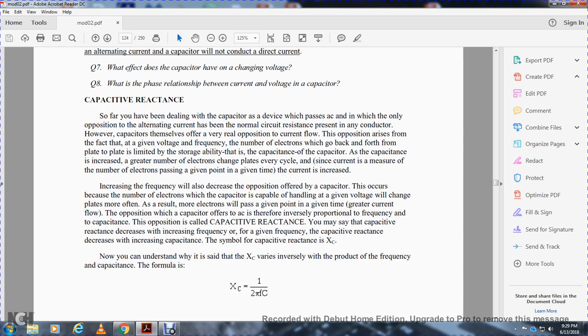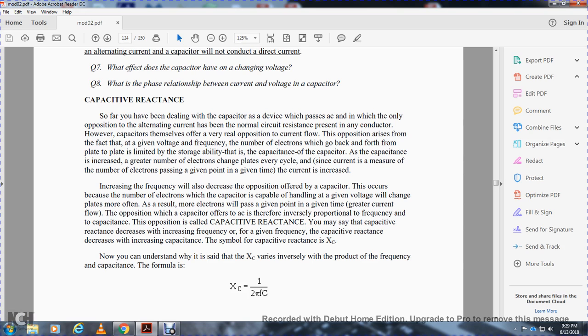capacitive reactance. Capacitive reactance decreases with an increase of frequency, and decreases with an increase of capacitance. The symbol for capacitive reactance is XC. Note that capacitive reactance varies inversely with the product of the frequency and capacitance.